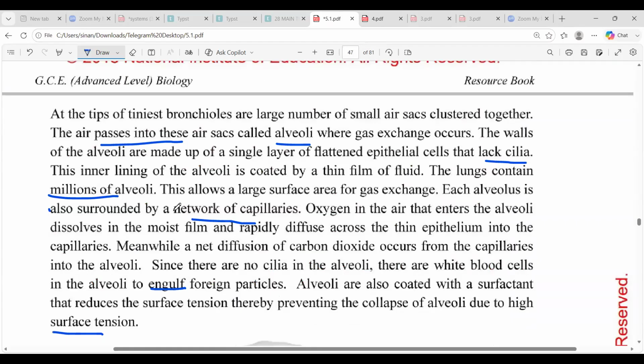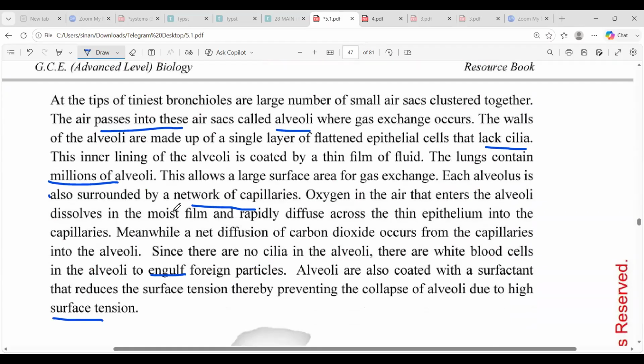At the tip of the tiniest bronchioles are a large number of small air sacs clustered together. The air passes into these sacs called alveoli, where gas exchange occurs. The wall of the alveoli is made up of a single layer of flattened epithelial cells that lack cilia. Remember, it's a single layer, not multiple layers. This inner lining of the alveoli is coated by a thin film of fluid.